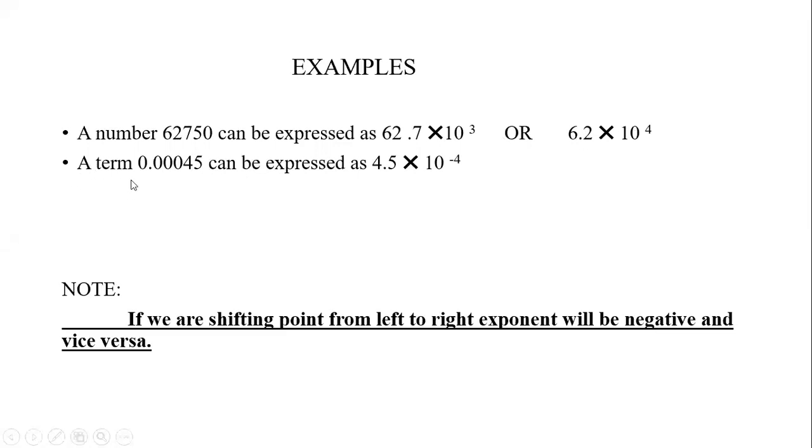Another example, a term 0.00045 can be expressed as 4.5 exponent minus 4. Why do we use a minus sign here? Because in this term, we shift the point from left to right. 1, 2, 3, 4. So whenever we shift the point from left to right, we will have the negative sign with the power. 1, 2, 3, 4. So it becomes 4.5 exponent minus 4.